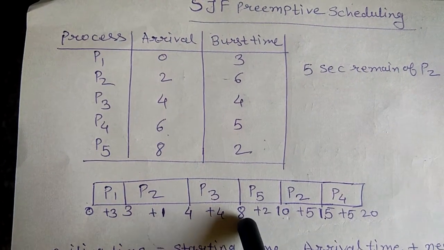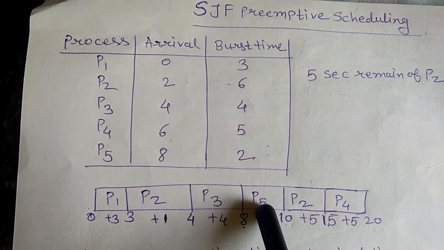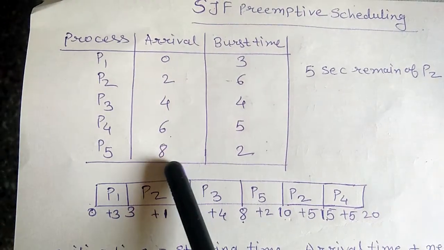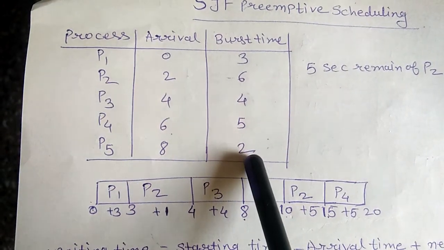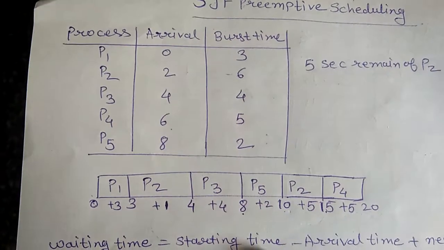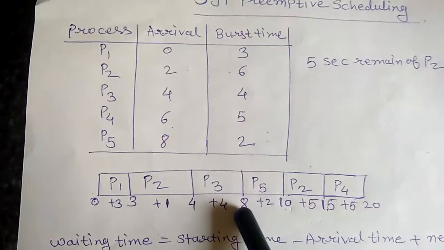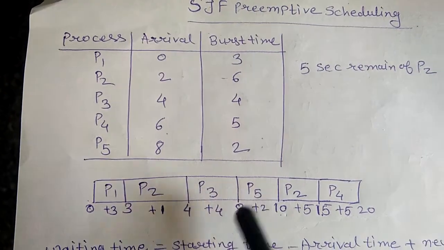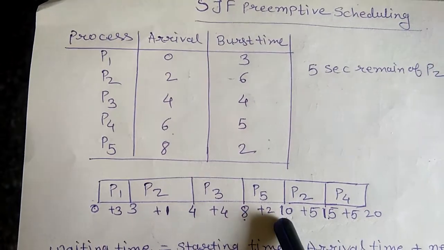So 4 plus 4, that is 8. So at the 8th second, the process P5 has arrived. Why has process P5 arrived here? Though the arrival time of process P5 is 8, the burst time of process P5 is only 2 seconds. So the CPU has accepted the process P5 first and P4 later. P5 has completed its execution within the given time. So 8 plus 2, that is 10.